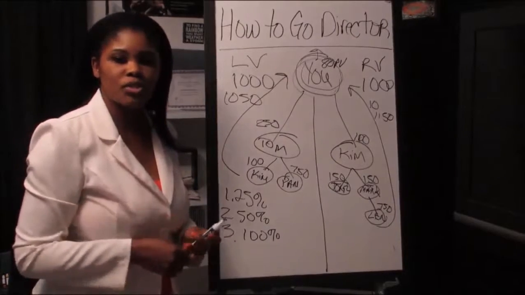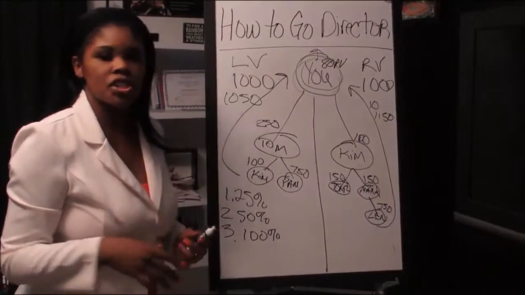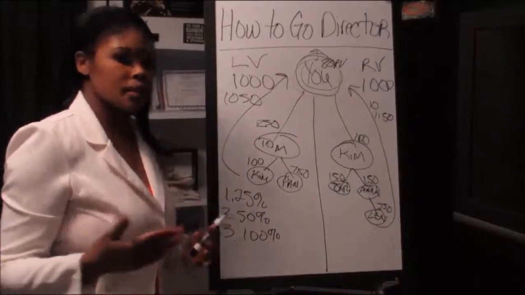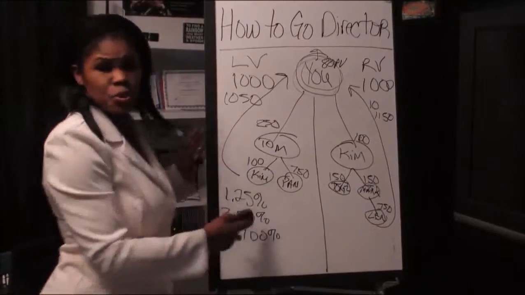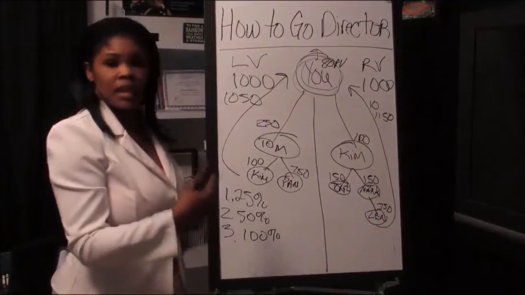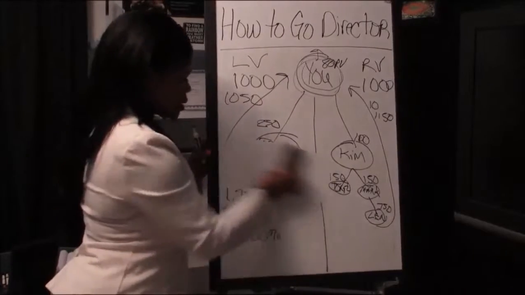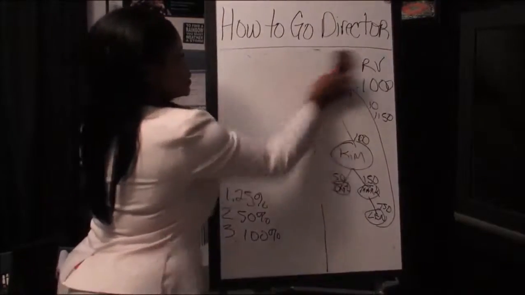So right now what I want to do is bring up my partner so we can actually talk about how you get the volume. These 3 different ways, 25, 50, and 100% of your points. We're going to talk about that right now.